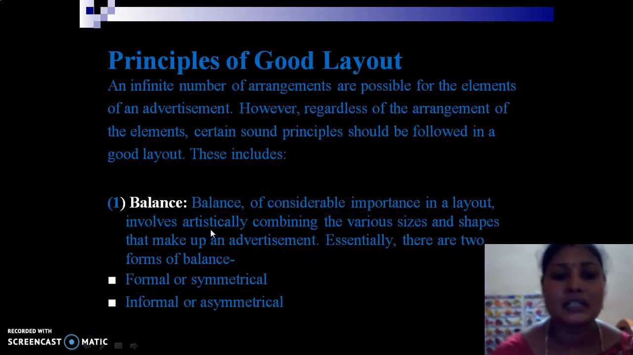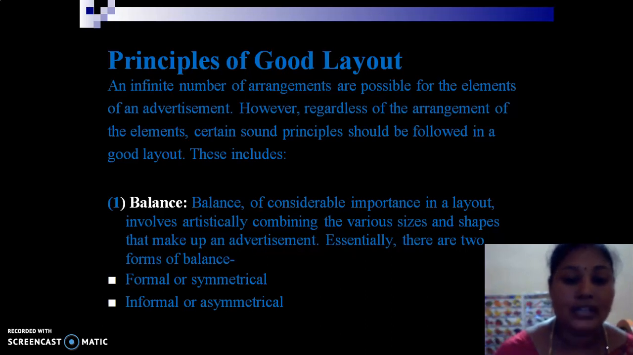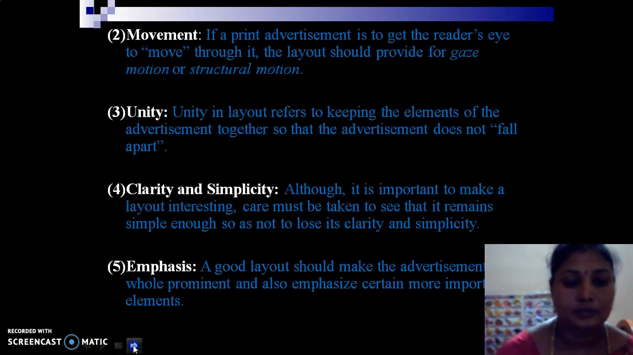Balance. Balance, which means it considers importance in a layout, involves artistically combining the various sizes and shapes that make up an advertisement. There are two forms of balance, formal and informal: formal or symmetrical balance, informal or asymmetrical balance. Movement. If a print advertisement is to get the reader's eye to move through it, the layout should provide for gaze motion or structural motion.